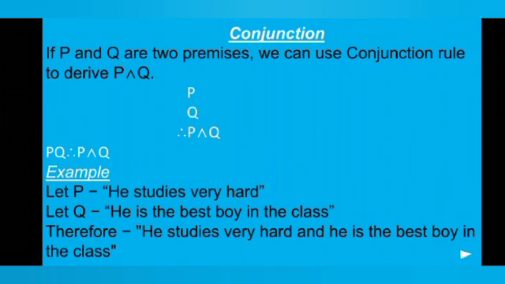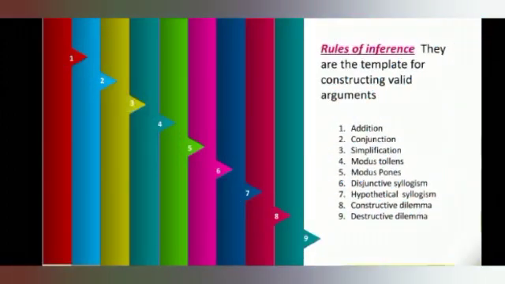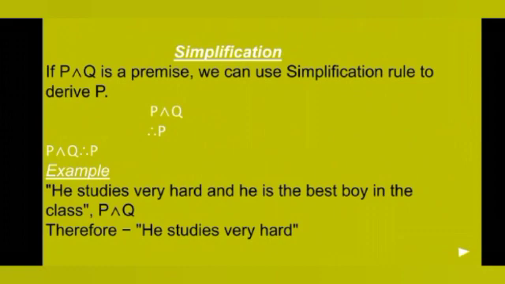For example, let P be equal to he studies very hard. Q is equal to he is the best boy in the class. Therefore, he studies very hard and he is the best boy in the class.